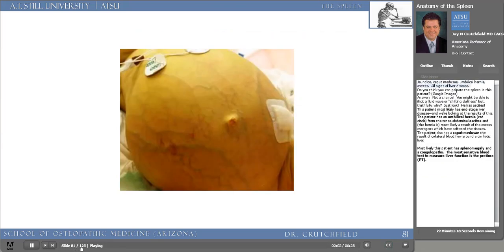This patient most likely has end-stage liver disease, and we are looking at the results of this. The patient has an umbilical hernia from the tense abdominal ascites and most likely from the excess estrogens which have softened the tissues. The patient also has a caput medusa, a result of collateral blood flow around a cirrhotic liver. Most likely this patient has splenomegaly and a coagulopathy.